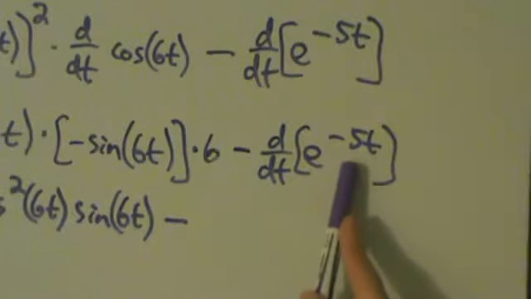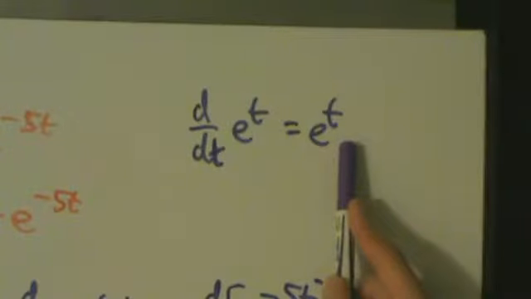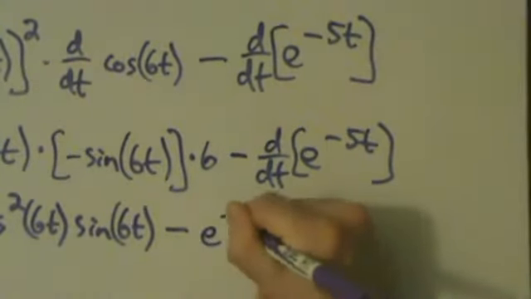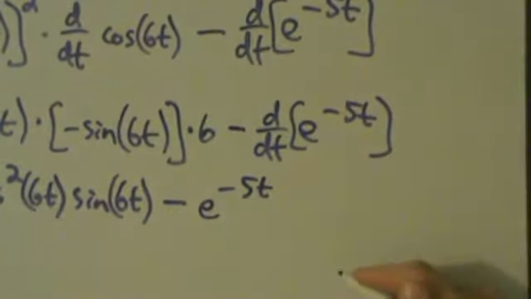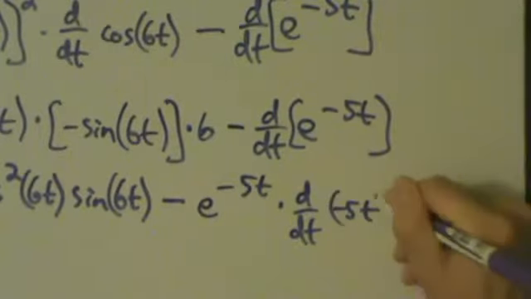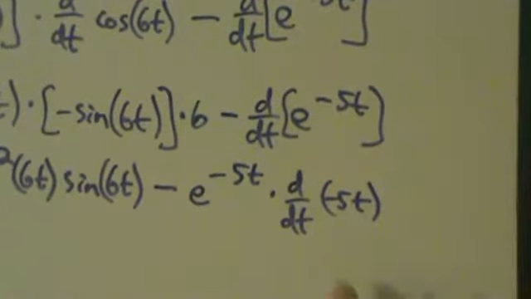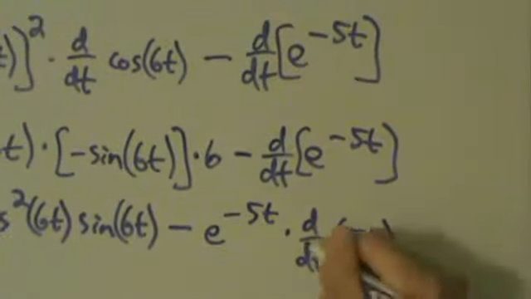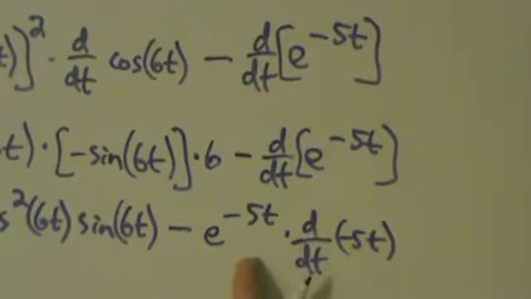Okay? So the derivative of the big guy is just e to the t, but chain rule says evaluate it at the little guy. So derivative of the big guy is e to the t, but we evaluate it at the little guy, negative 5t. So we're actually just going to have e to the negative 5t. All right, and then chain rule says multiply by the derivative of the little guy. All right, and the little guy is negative 5t, so its derivative is just negative 5.